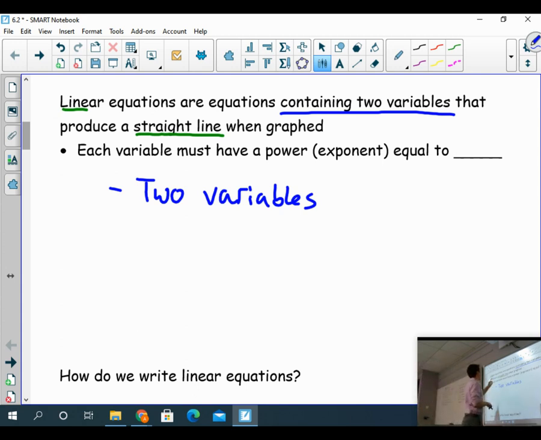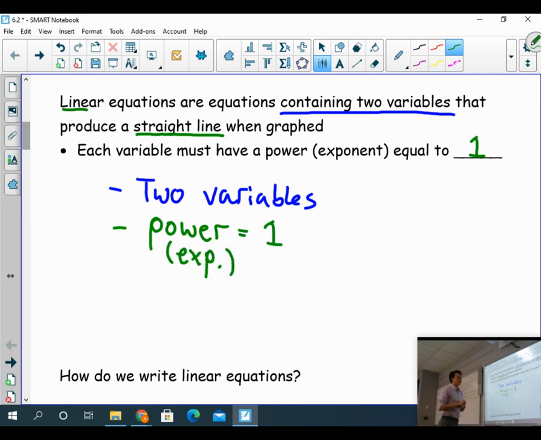The second criteria, each variable must have a power, aka the exponent, equal to 1. You cannot have a power greater than or less than 1. The power, aka the exponent, must equal 1. So some examples we can think about.